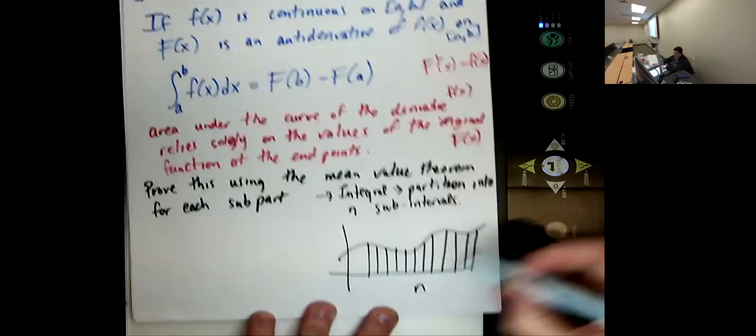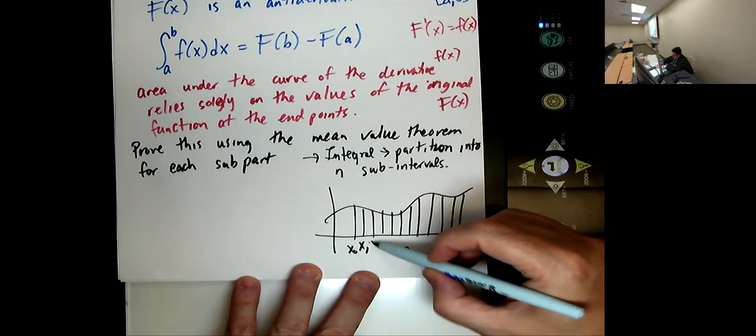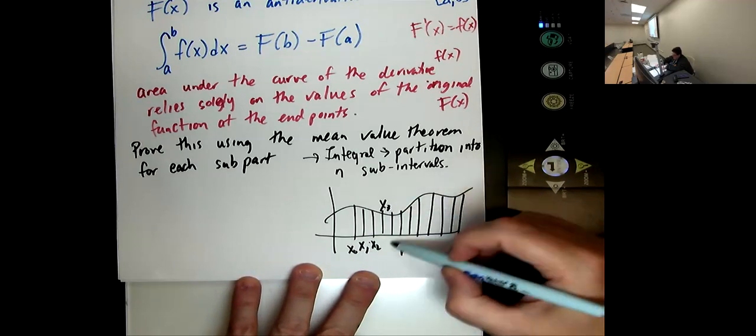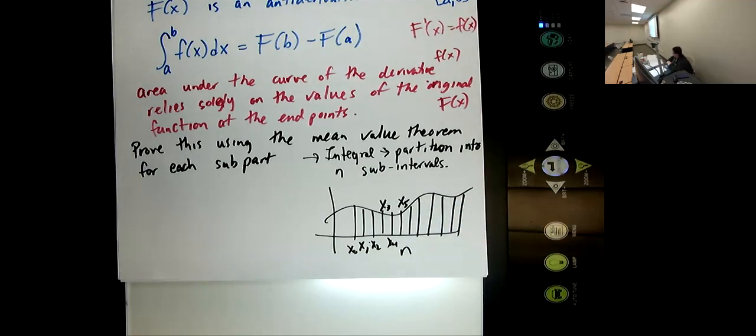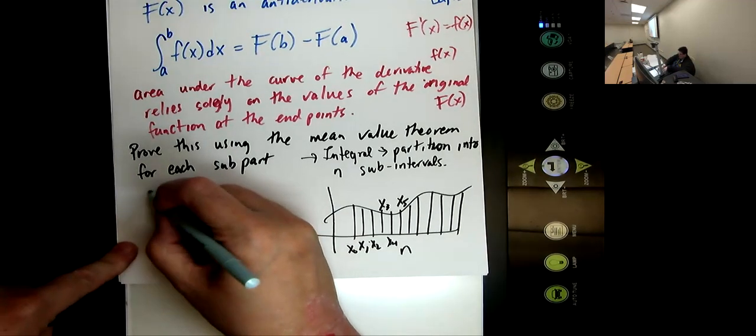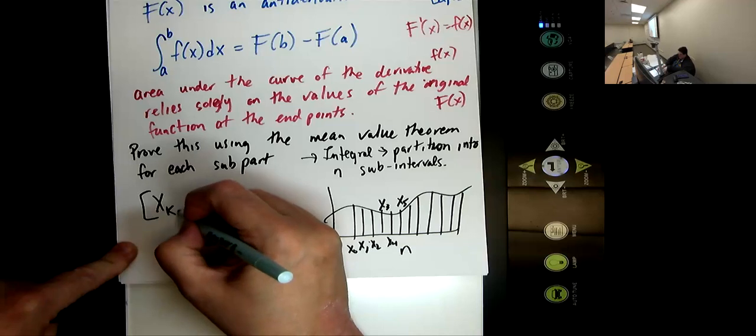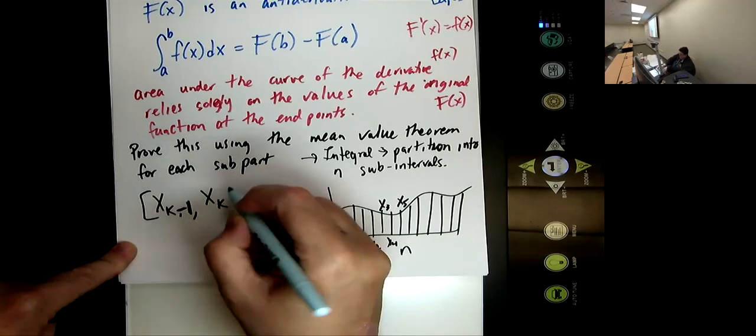So we have n of these. We've got x0, x1, x2, x3, x4, x5, the x values there. So let's say we're looking at the x sub k minus 1 interval to x sub k, whatever k is here.